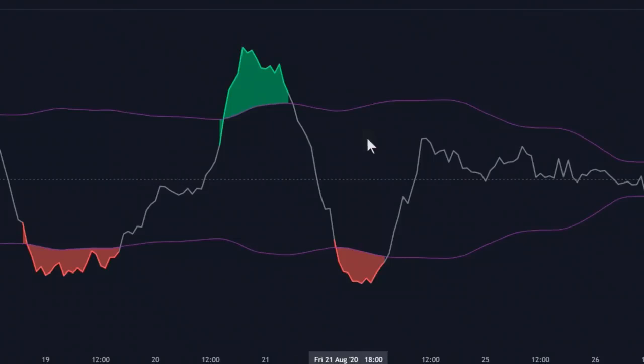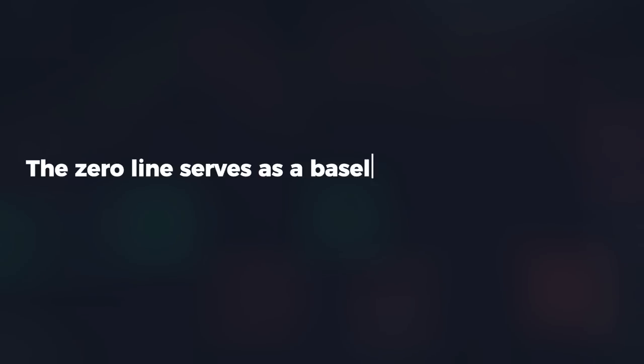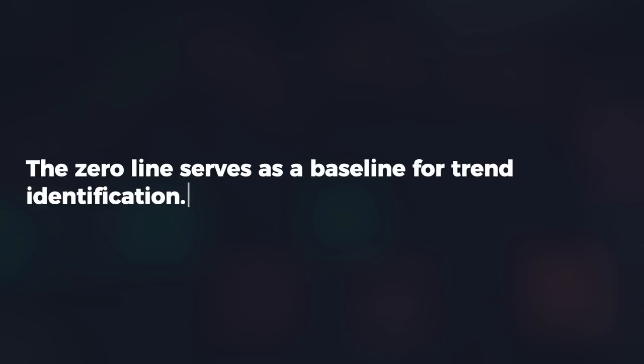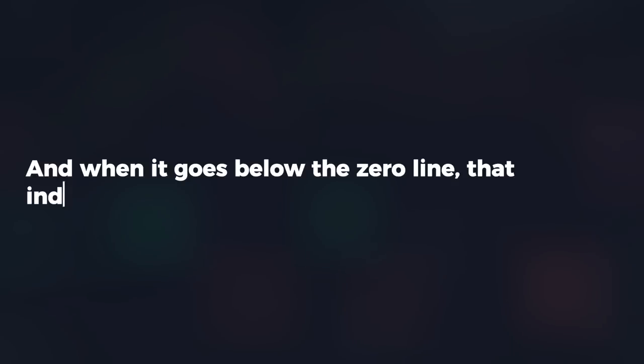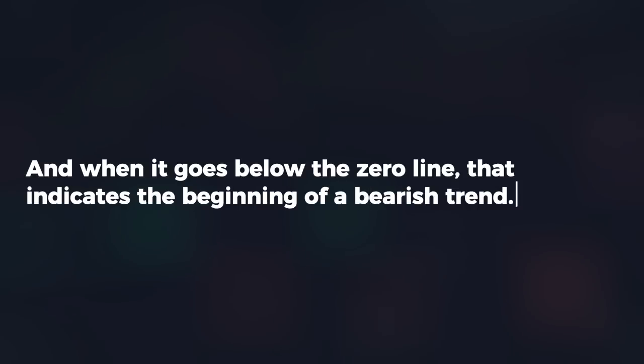Next, we have this line in the center, which is called the zero line. The zero line serves as a baseline for trend identification. When the ALMA band goes above the zero line, that indicates the beginning of a bullish trend, and when it goes below the zero line, that indicates the beginning of a bearish trend.